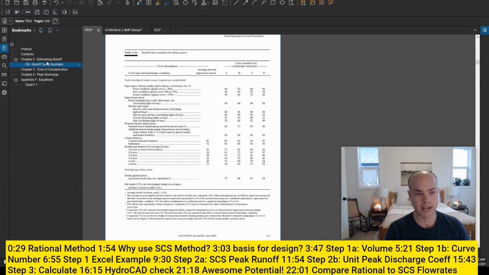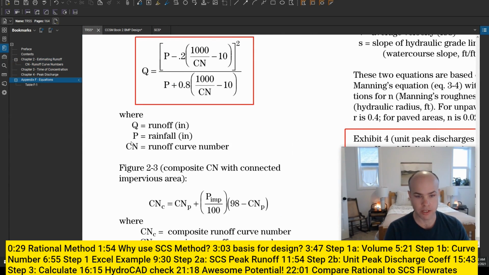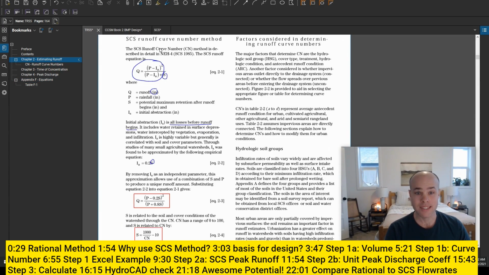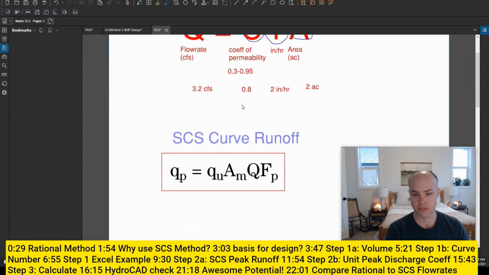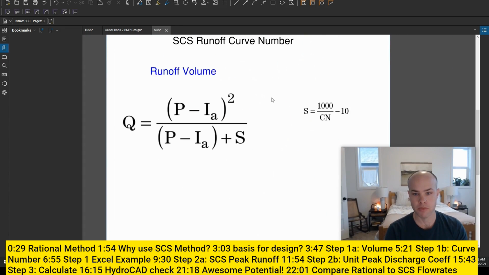So let's back up a tiny bit. Based on this formula, we really need to know rainfall, which is very easy to look up, but curve number is something that we're going to need to calculate or figure out. So let's figure out what curve number is. It's actually really similar to this value here, the coefficient of permeability. It's a term that is going to help us determine how much water is running off your site compared to how much rainfall you're getting. And just like C, it's in similar terms. So let me jump to the next slide here.